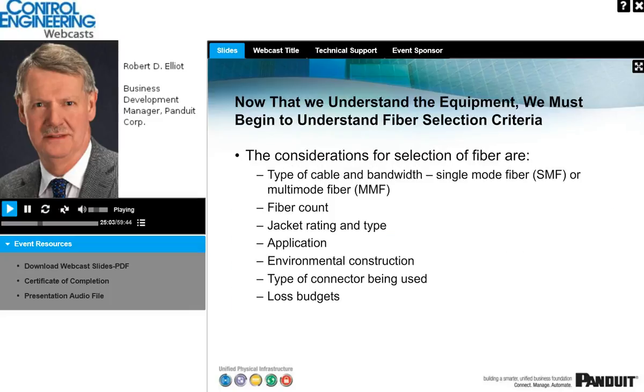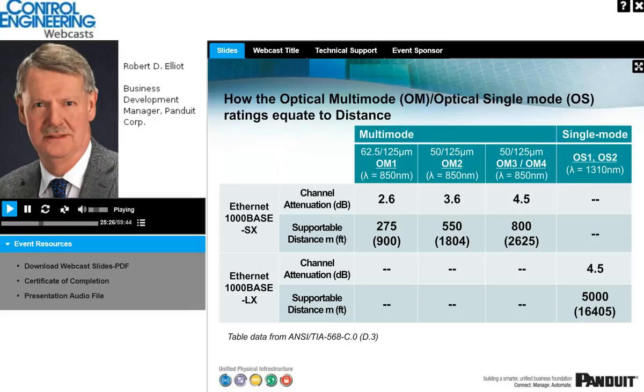So now that we understand the equipment, we've got to take a look at some of the other criteria. We've talked about the type of cable and the bandwidth, the fiber count, the jacket rating, the application, the kind of environment, the types of connectors being used, and then finally the loss budgets. The loss budgets permitted in the different optical fibers come out of the TIA 568 document that we talked about before, and they're just replicated here.